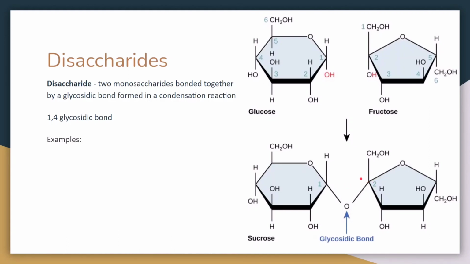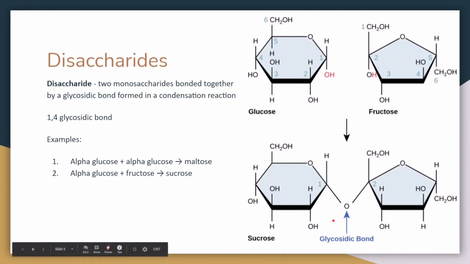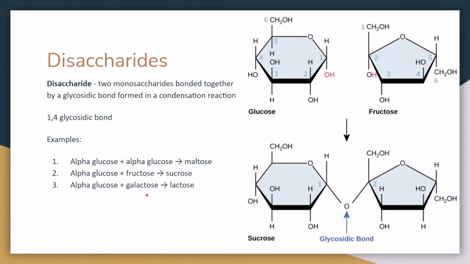And examples that you'll need to know of disaccharides are as follows. Alpha glucose and alpha glucose makes maltose. Alpha glucose and fructose makes sucrose, which is the bonding you can see here. And alpha glucose and galactose make lactose.